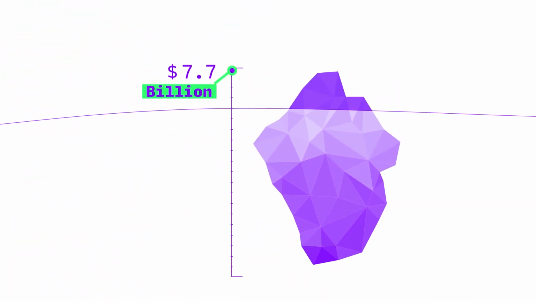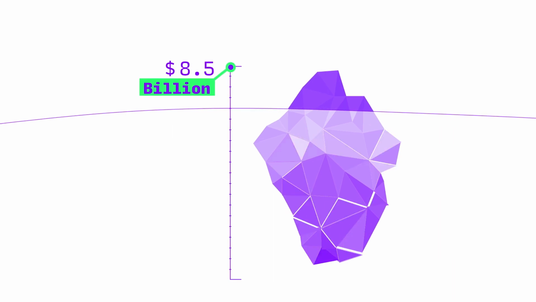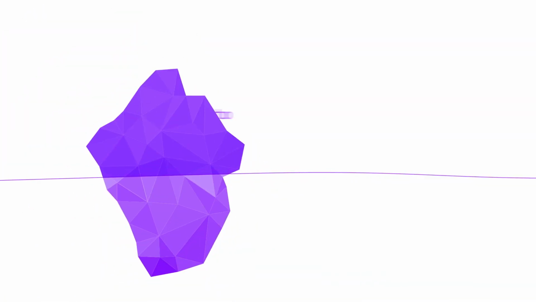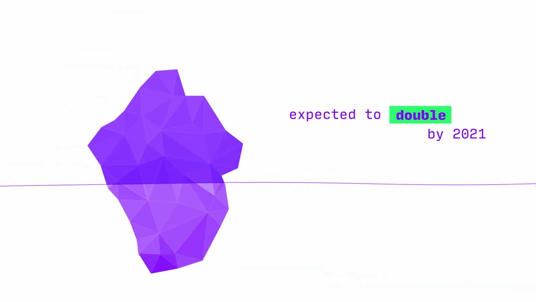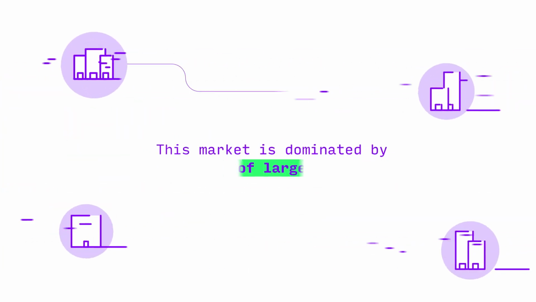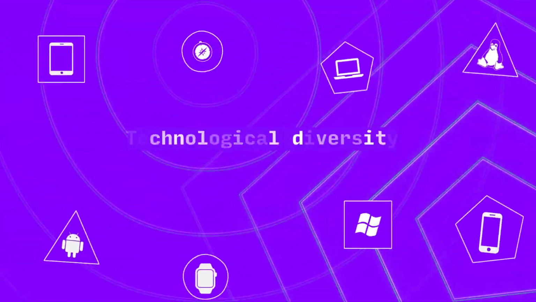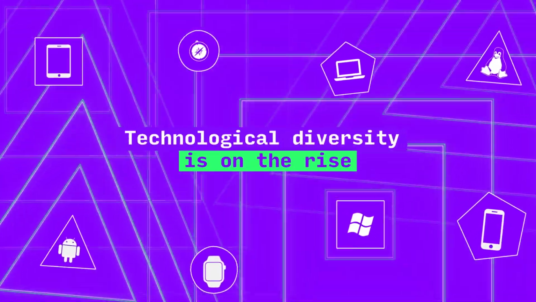Today's $8.5 billion antivirus market is broken, with 70% of threats going completely undetected, and cybercrime damages expected to double by 2021. This market is dominated by a handful of large companies. These companies sell their same package to everyone and produce mostly overlapping coverage, often optimizing for the middle of the threat landscape. Technological diversity is on the rise, but today's market doesn't support a shift in focus.